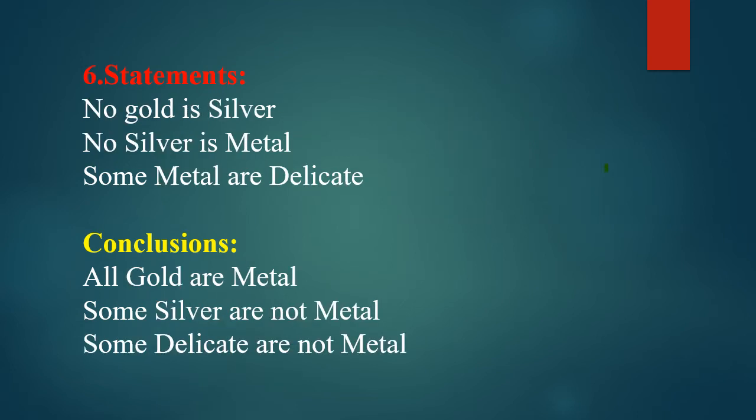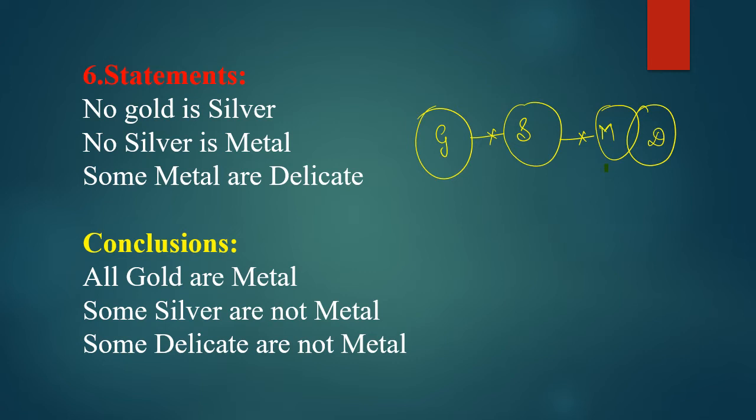Question number 6. No gold is silver. No silver is metal. Some metal is delicate. This is the minimum overlap diagram. All gold are metal, the first conclusion. Is it all gold are inside metal in the minimum overlap diagram? No. Some silver are not metal. So when no silver is metal, what about some part of silver? They are also not metal. Right. So right one. Some delicate are not metal.